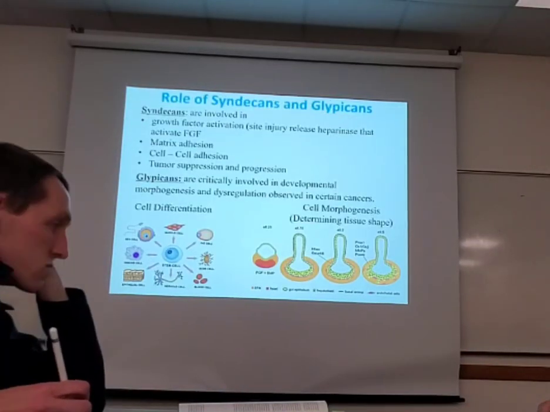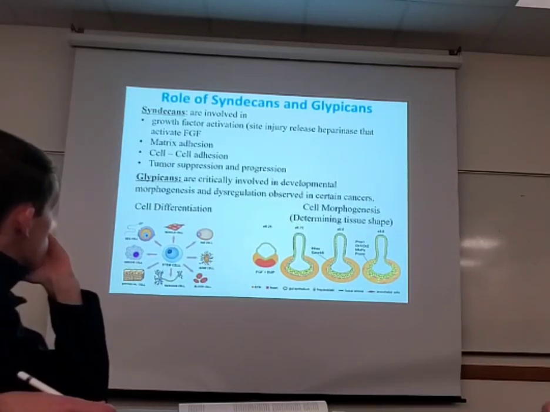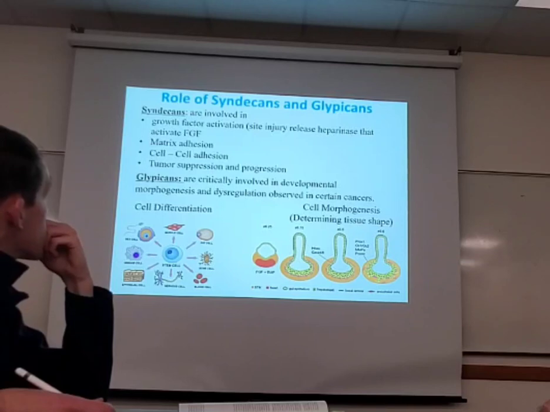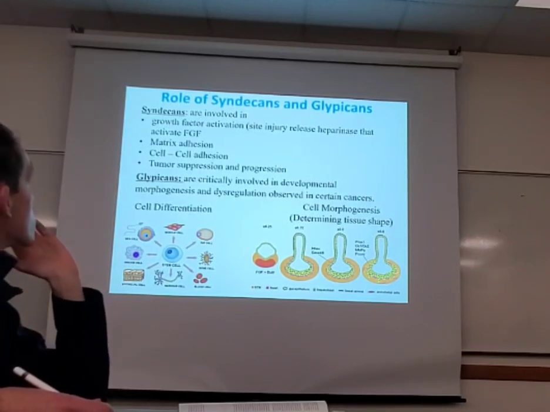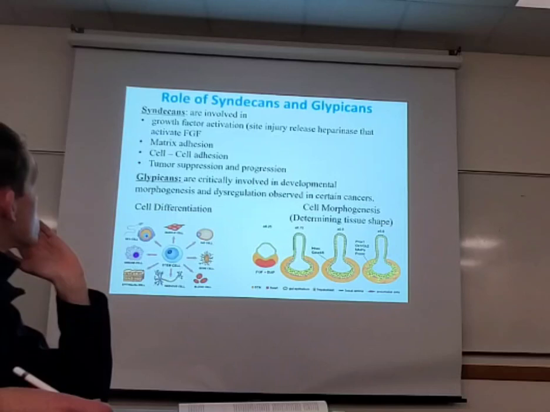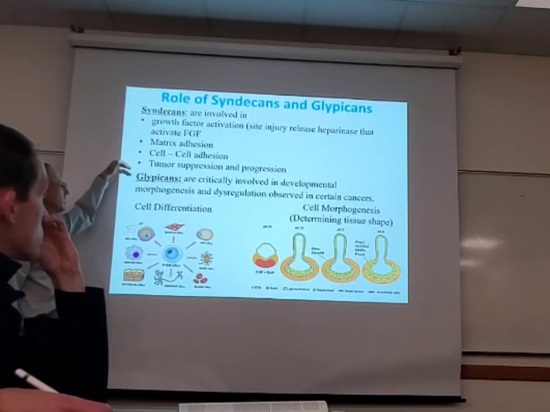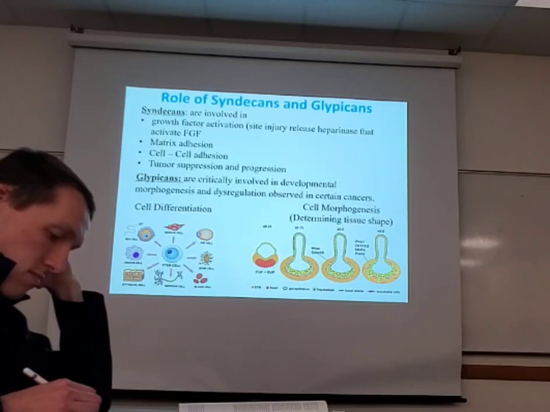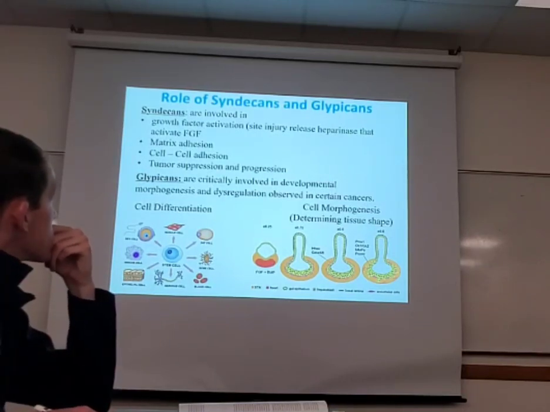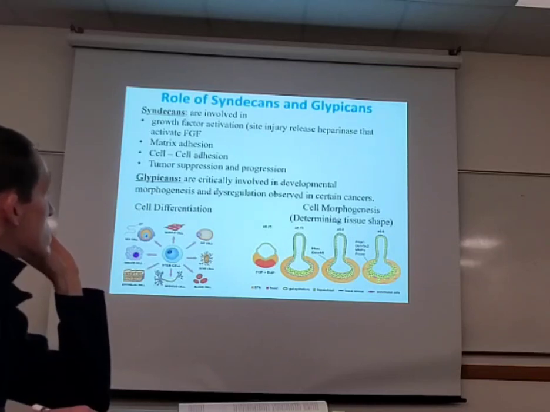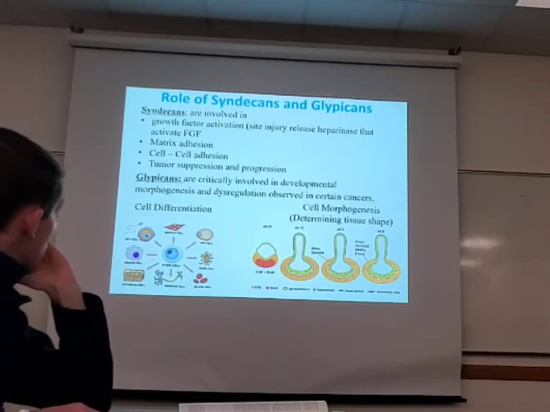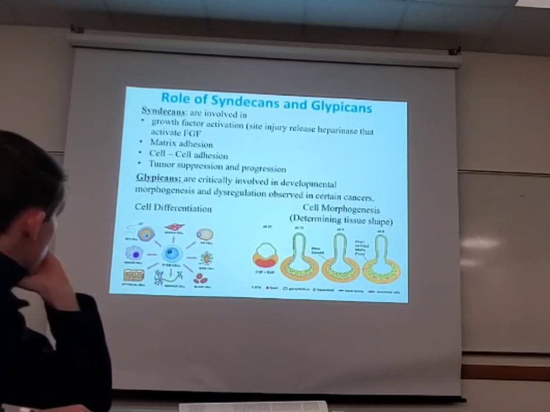Well, let's look at some more. What was the role of that syndecan? Remember, it was regulating cell growth. These are not on the test, but this is helpful to start digging into biology more, especially some of you who've never studied this. Fibroblast growth factor, that's the FGF, okay? Matrix adhesion, cell-cell adhesion, tumor suppression. Glypicans are critically involved in developmental morphogenesis. So what do I mean by morphogenesis? What do I mean by transition from one cell type to the next? How do I decide which cell type I am? So that's involved in that. Okay.